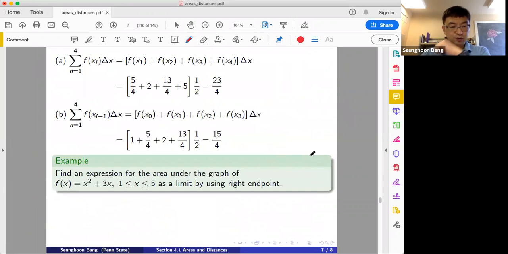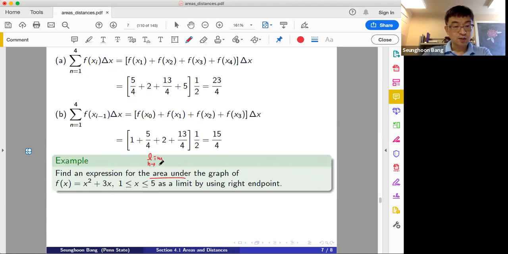The next example. Find an expression for the area under the graph of this one. How can you do that? So you can use this idea. How can you find the area under the graph? So you have to use this one. What's the area under the graph of this one? Exactly the limit.